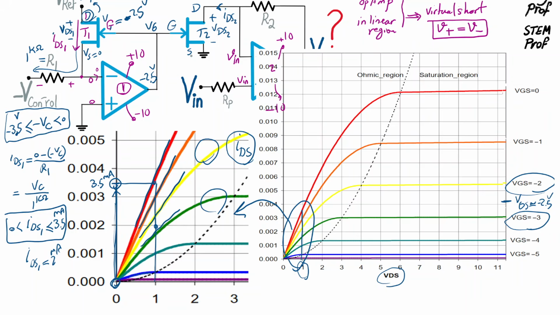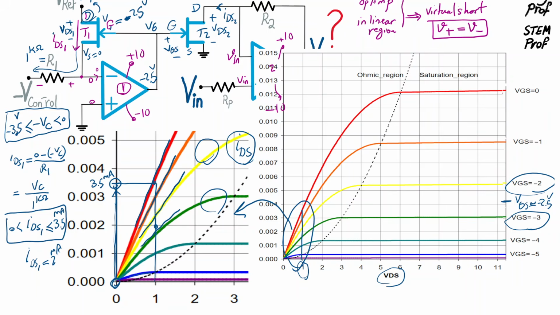So what happens is VGS for transistor 2 is the same as VGS for transistor 1 because they have the same gate and they both have sources at 0 volt. Here is actual 0, true 0, and here is virtual 0 enforced by the virtual short of the op-amp. So VS1 is 0, VS2 is also 0. Therefore VGS is the same for both JFETs, matched transistors.